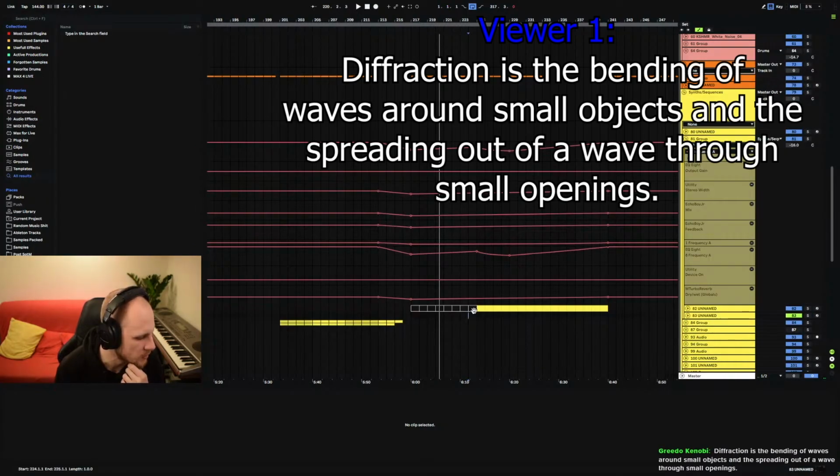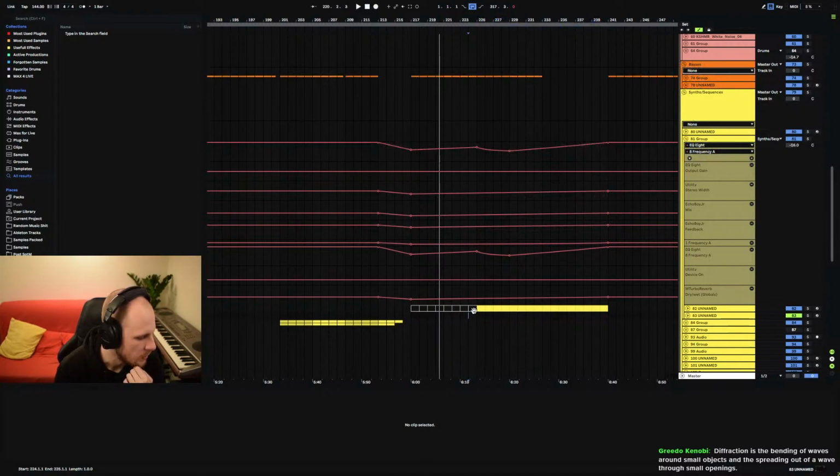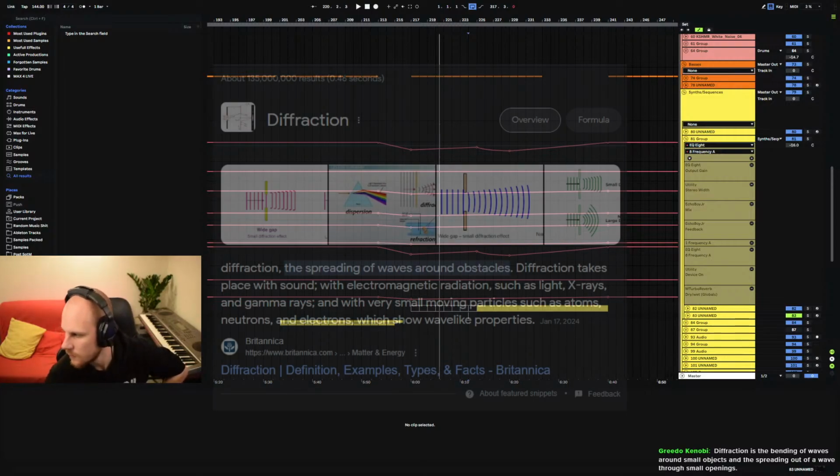Diffraction is the bending of waves around small objects and the spreading out of a wave through small openings. I think diffraction, doesn't that have to do with quantum physics? Isn't that the double slit experiment, for example? Because then it would be at a much smaller scale than sound would be, I assume. Oh, it does take place with sound.